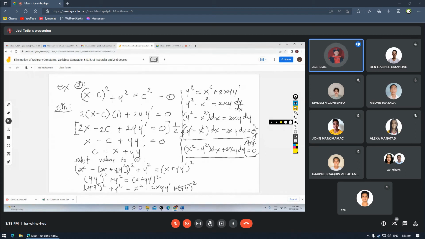Ya kanang negative y prime, kung ato na siyang i-square, unsa may tabo sa negative, kung atong i-square, ang negative 1 squared is positive naman na siya, di ba? So, positive na lang na siya. Positive y prime squared. Then, plus y squared equals quantity x plus y prime squared.